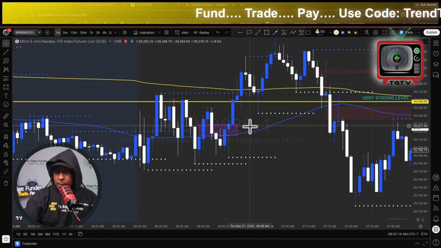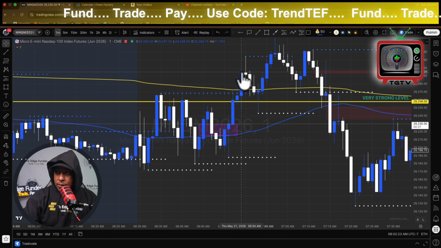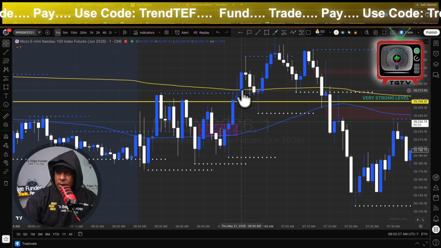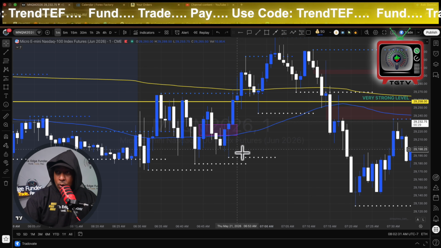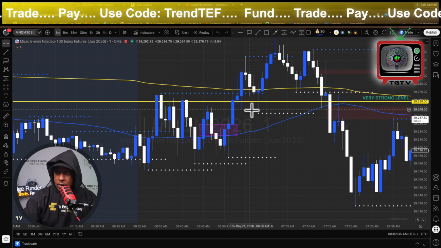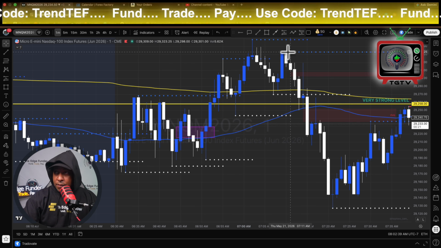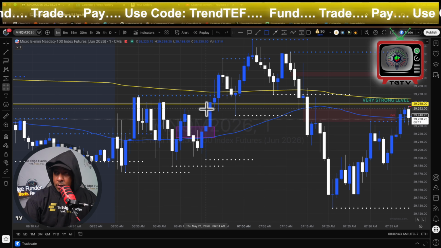So I waited, right? Then we had another market structure shift right here, which is what? A candle close above the most previous swing high, or low, but in this case, previous swing high. Market structure shift right here. So there was already a fair value gap, and another fair value gap had formed right here.